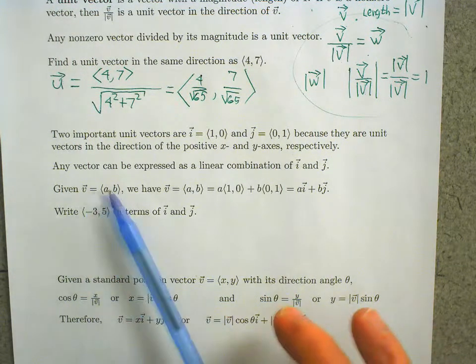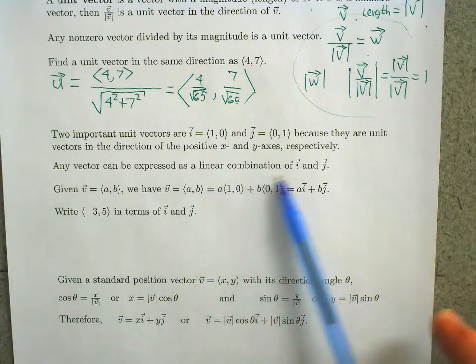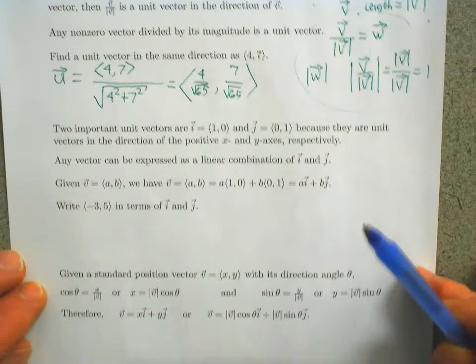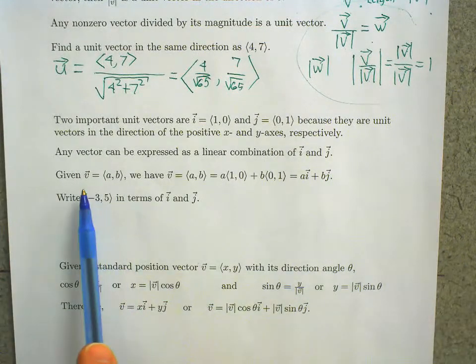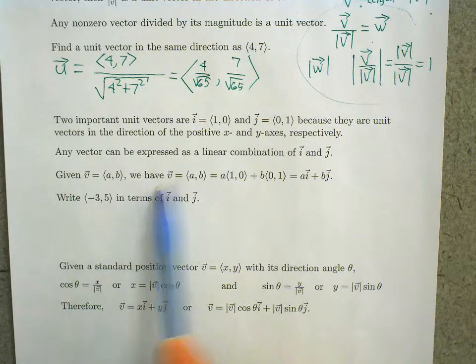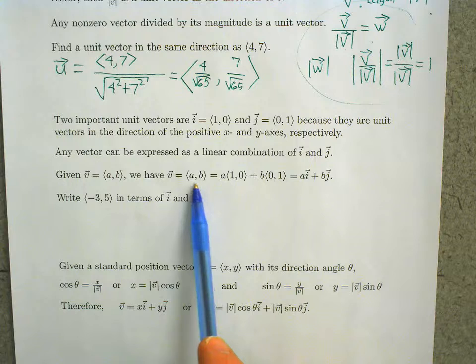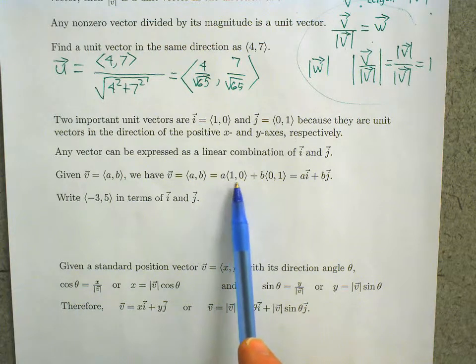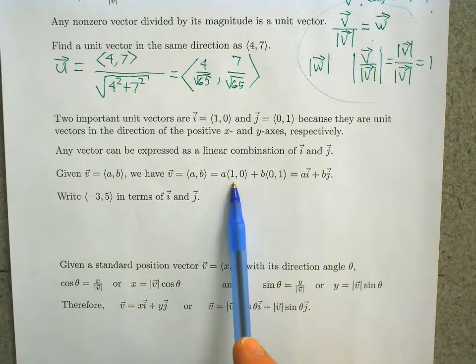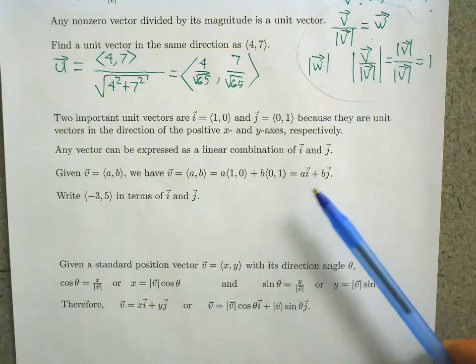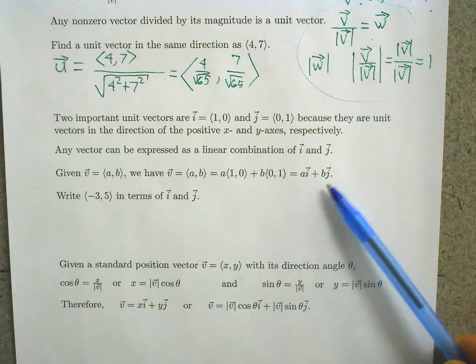So any vector can be expressed as a linear combination of vectors i and j. So it's not really hard to do. If you have a vector v in component form, a comma b, then v equals a, b. That's just equal to a times the 1, 0 vector, this is the vector i, plus b times 0, 1, or a times the vector i plus b times the vector j.